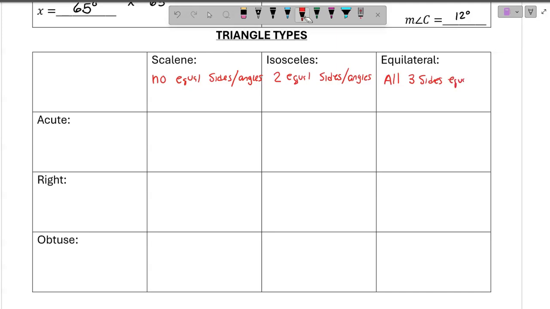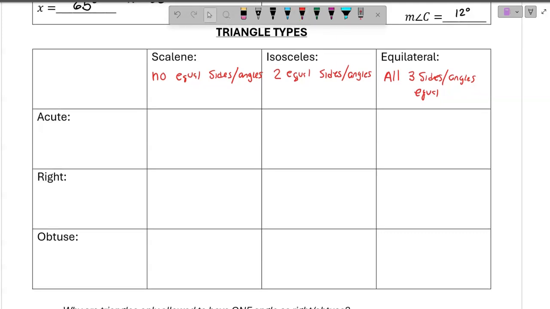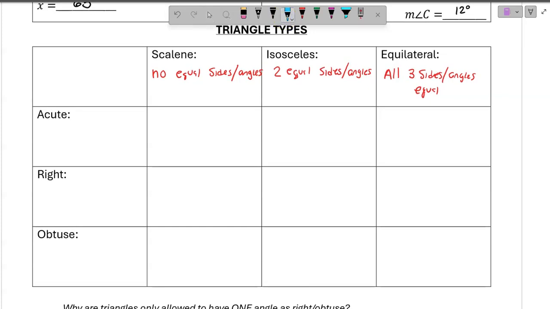I should probably say all three sides and angles are equal. Let me write that down instead. So another term, sometimes an equilateral triangle will also be called an equiangular triangle. Okay, let's talk about acute, obtuse, and right.